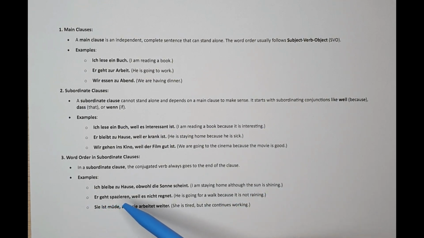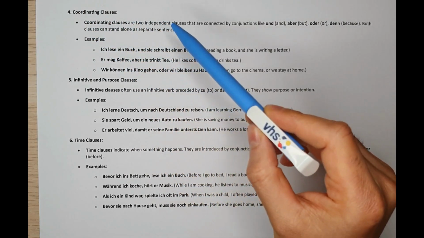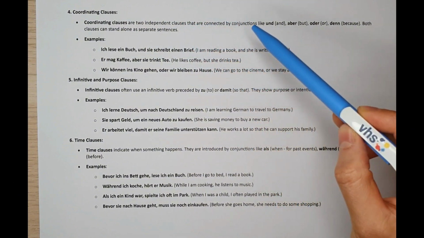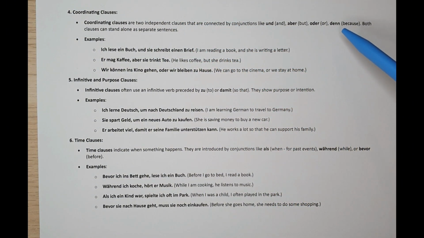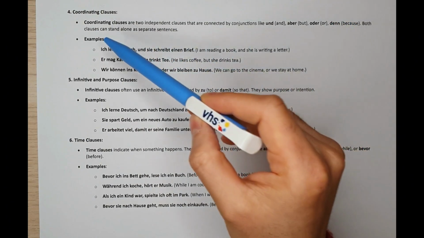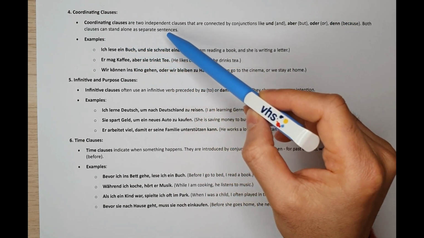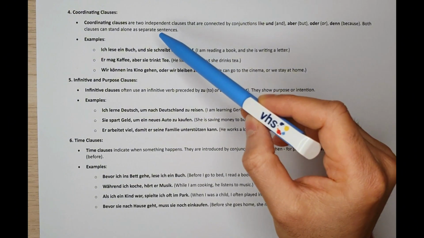Er geht spazieren, weil es nicht regnet. He's going for a walk because it is not raining. Sie ist müde, aber sie arbeitet weiter. She's tired, but she continues working. Now, coordinating clauses are basically two independent clauses that are connected by conjunctions like und, aber, oder, denn, for instance. Both clauses can stand alone as separate sentences, so they are independent of each other.